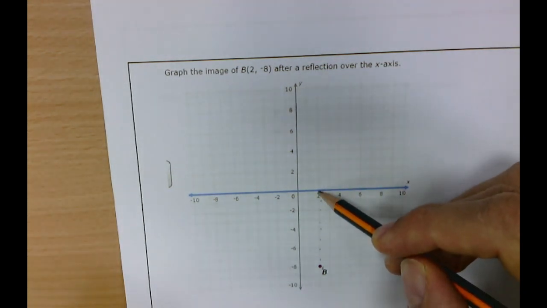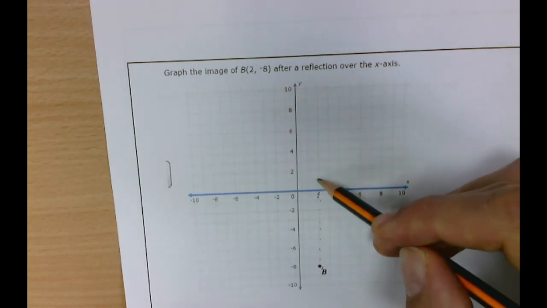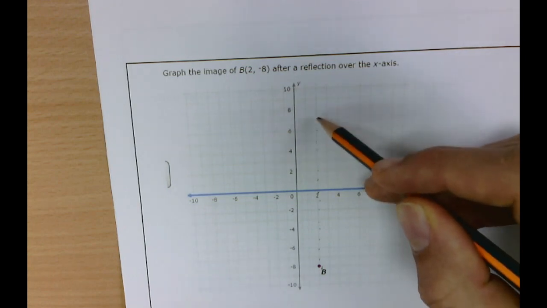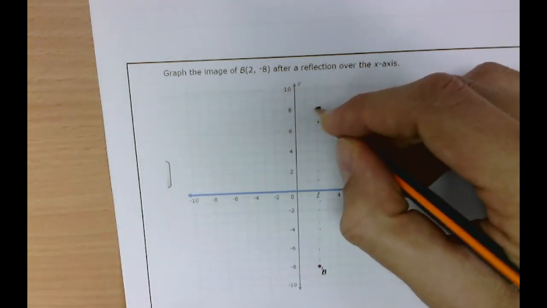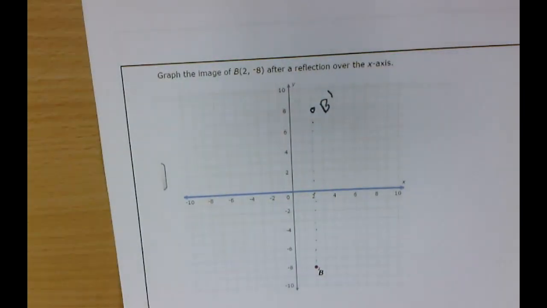Now, since every point is the same distance from the central line, we're going to go ahead and count up from there. 1, 2, 3, 4, 5, 6, 7, 8. We'll label it B prime. And voila, congratulations, you've plotted point B.